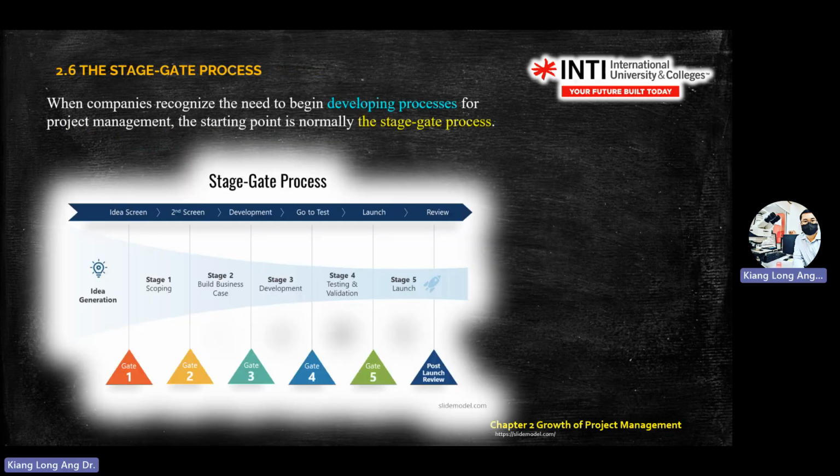Okay. Next, another main thing in your module is called the stage gate process. Stage gate process. So this focuses on the process in project management. Okay. So here they have a few processes. Again, each company has its own stage gate process, but I give you a general one. This is just an example of a diagram.